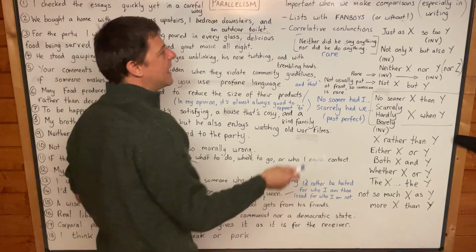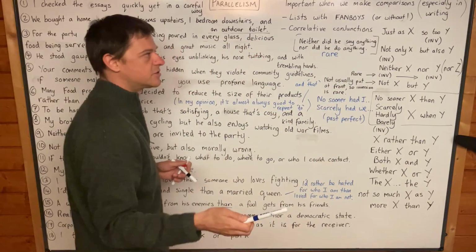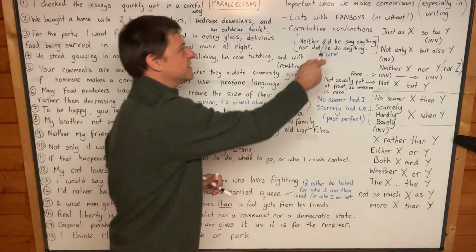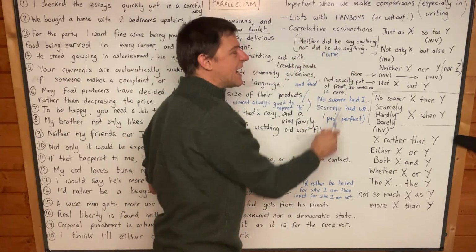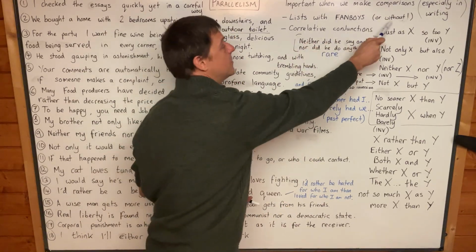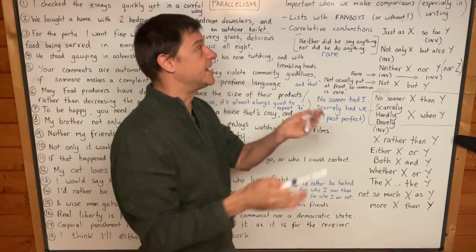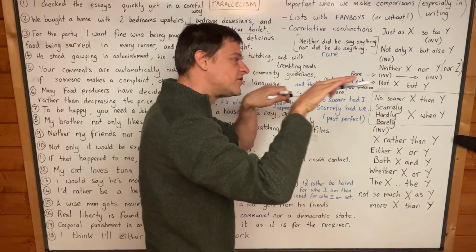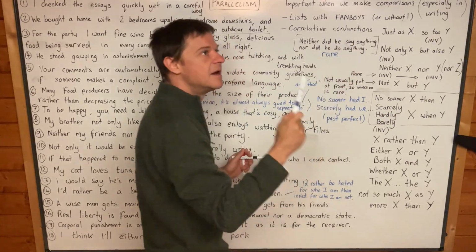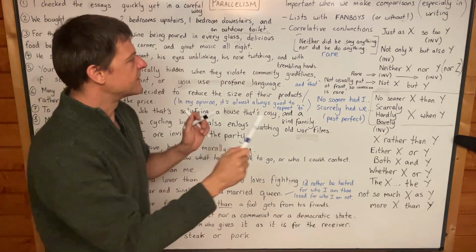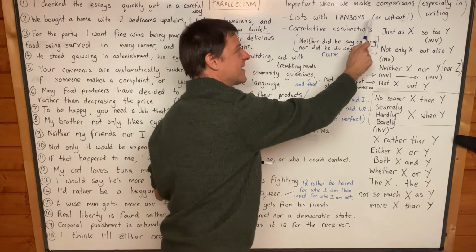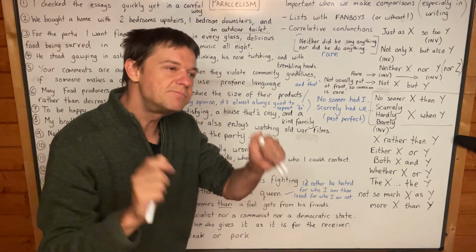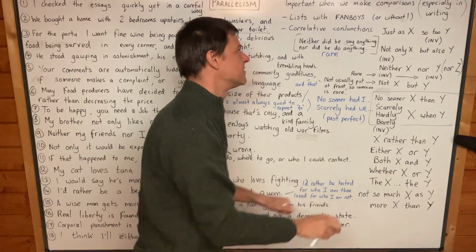Okay? And anytime you're using a fanboys conjunction, you're also making a comparison. So I've put lists with fanboys, but quite often lists don't have a fanboys and they still need parallel structure. And fanboys, you know, whatever is on both sides of the correlative conjunction must be equal. And sorry, coordinating conjunction. They are coordinating conjunctions, which mean they join equal elements.